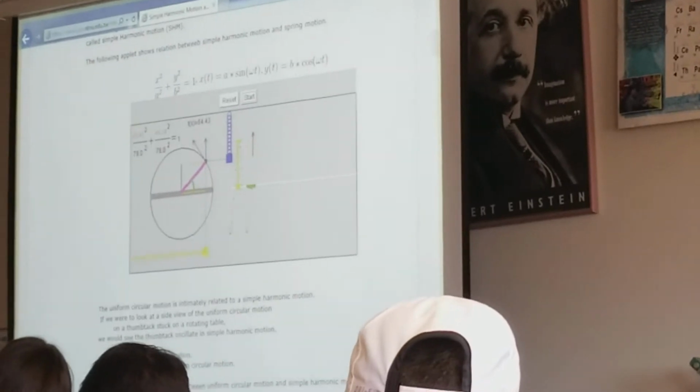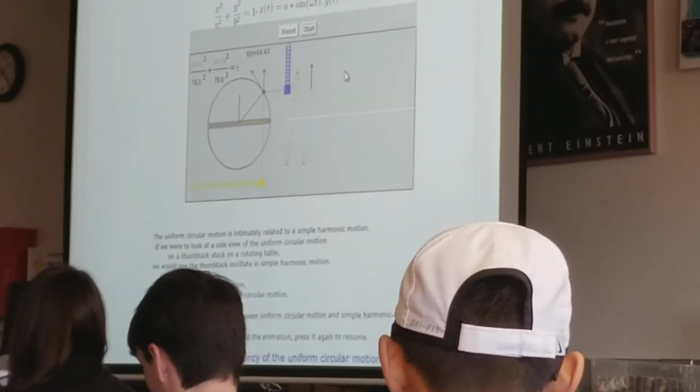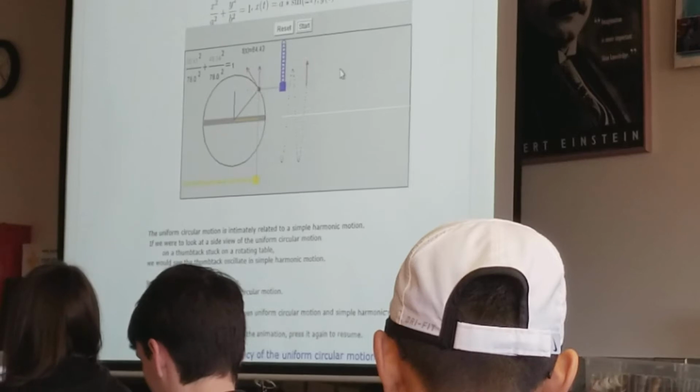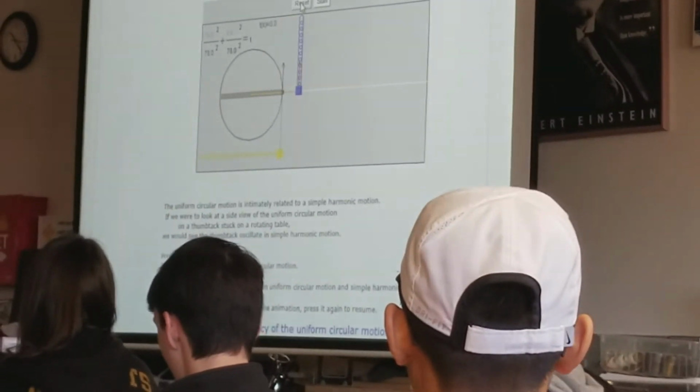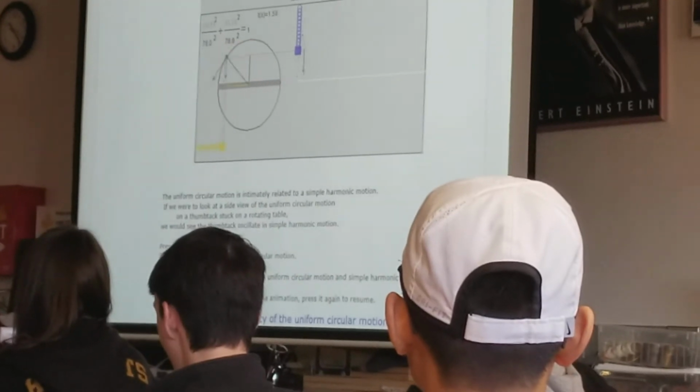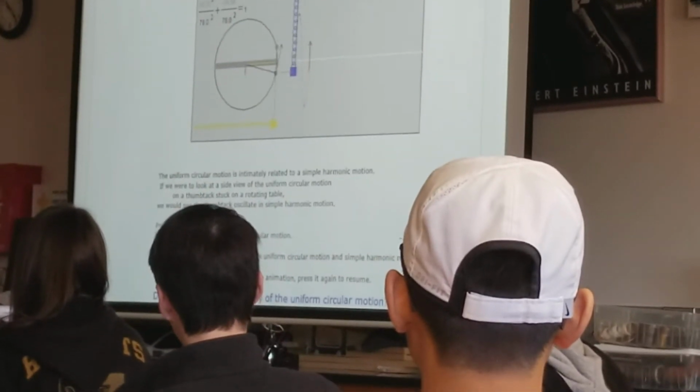Here's what I'm going to need to do. Hang on for a moment. We can do this. I guess my question is, why would there be angular displacement on the vertical? Just a moment.